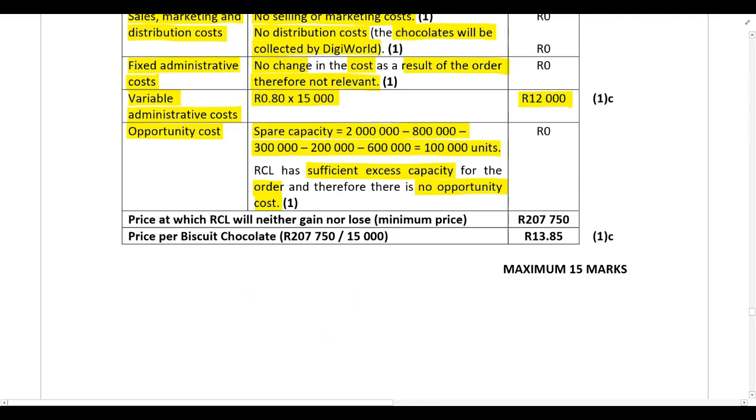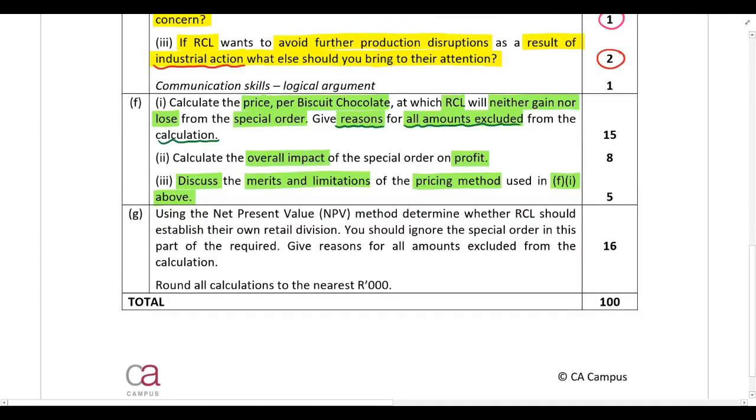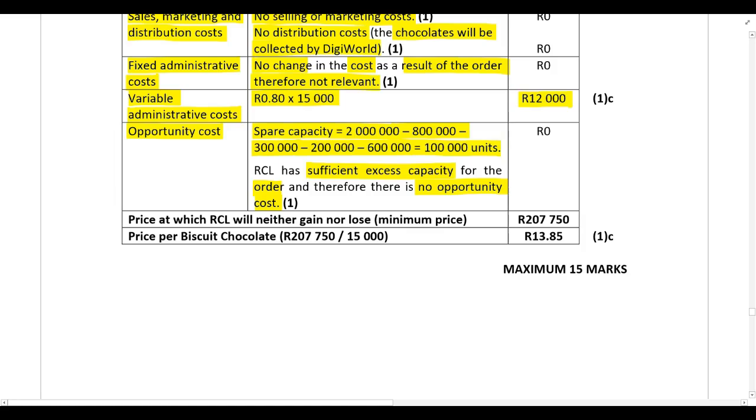Then please make sure that you actually answer the required. We don't want the minimum price in total. You need to calculate the price per biscuit chocolate. So obviously we need to take the minimum price that we've calculated over here, and we need to divide that by the 15,000 chocolates to get the price per biscuit chocolate.